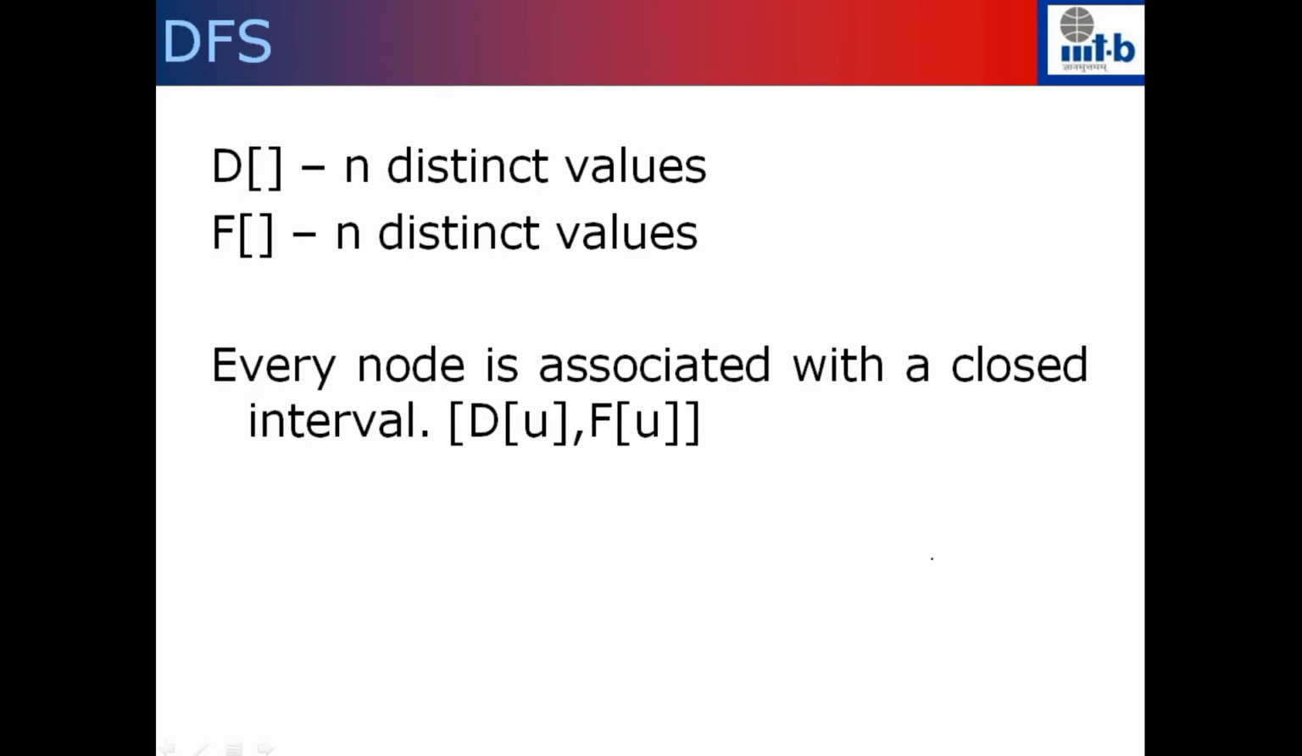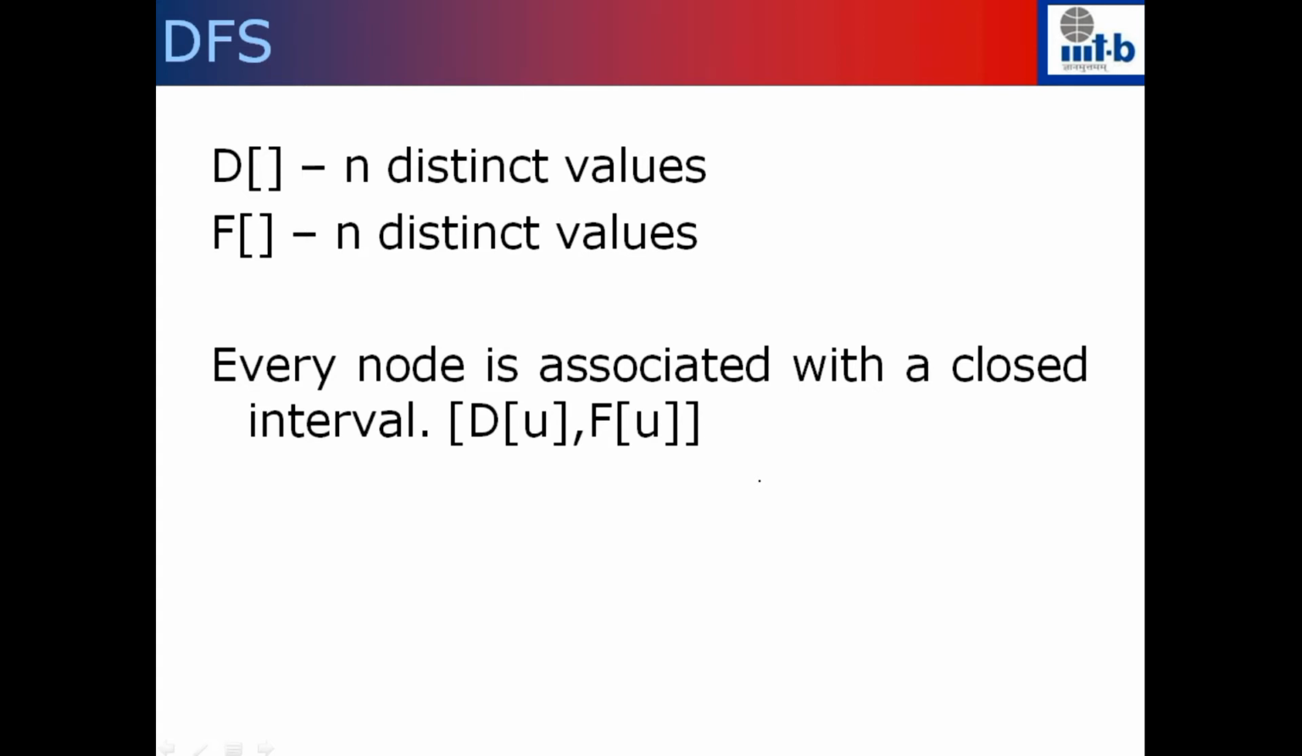So all the nodes will be associated with two distinct values. If you look at the collection of all discovery times and finish times, what you basically get is 2n distinct values. But every node will be associated with an interval, which is the discovery time followed by the finish time. So we look at some of the properties of these intervals.